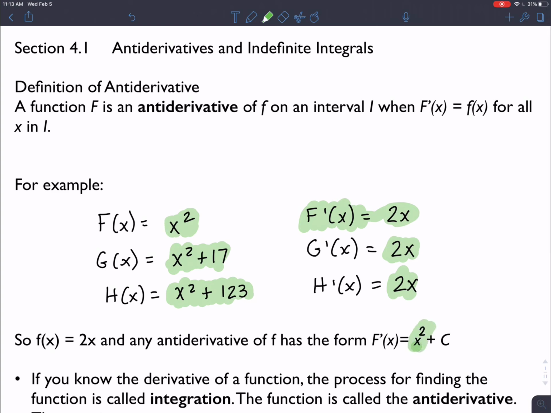So we can see that f of x is equal to 2x, and any antiderivative of that has the form x squared plus some constant, because here it didn't matter: that one didn't have a constant, this one had some constant, and this one had a different one, but it doesn't matter because when you take the derivative of that, that part goes to 0.